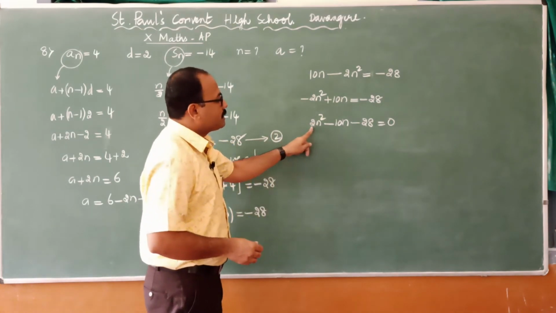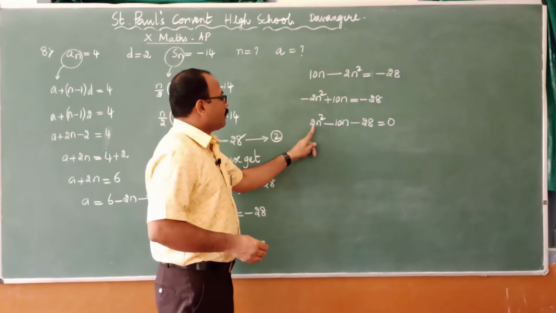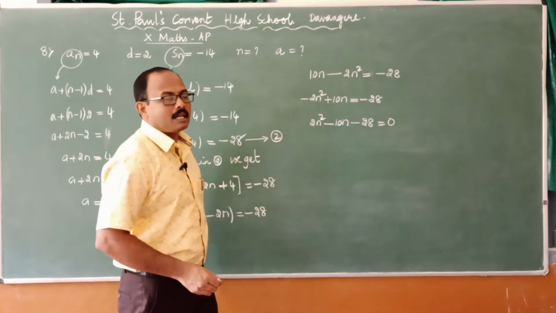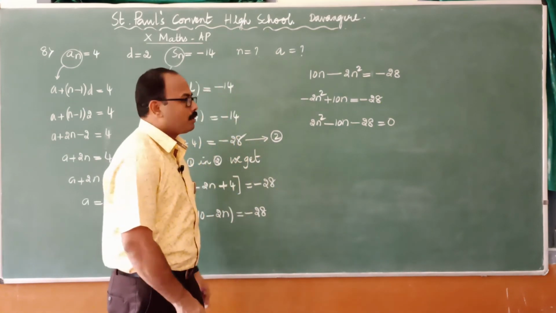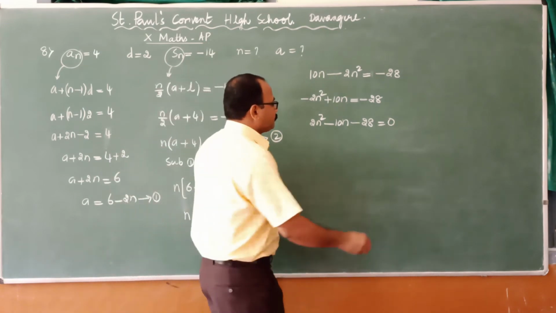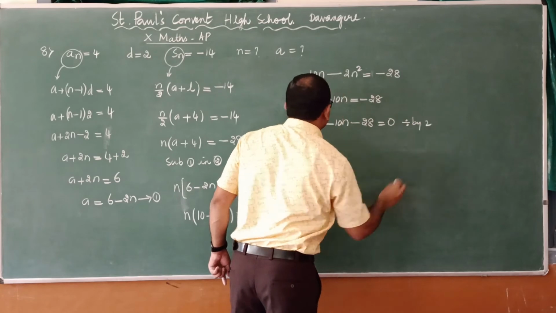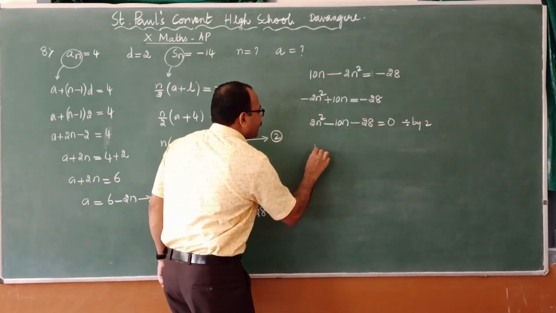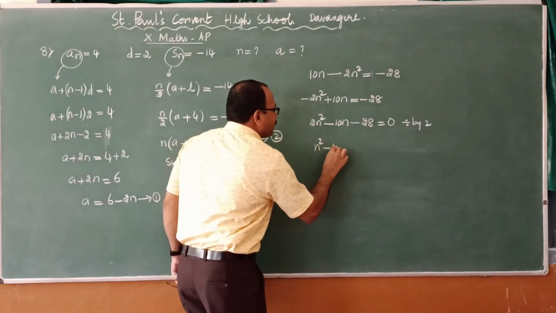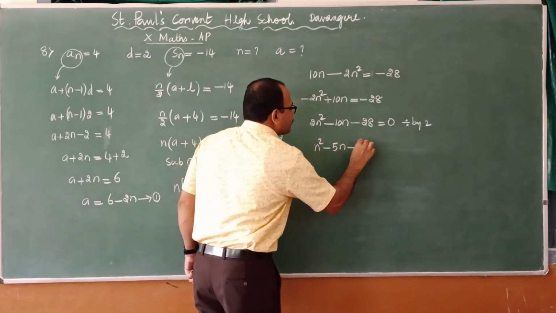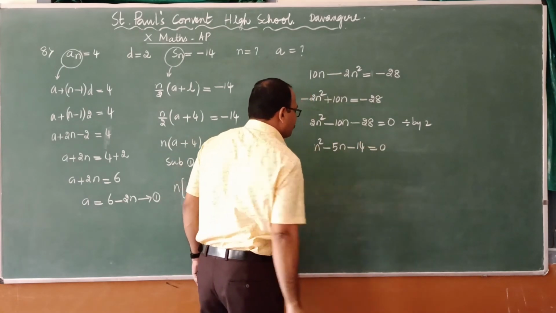Now, look at this equation, children. All these three terms are divisible by 2. Therefore, divide by 2. This becomes n square minus 5n minus 14 is equal to 0.